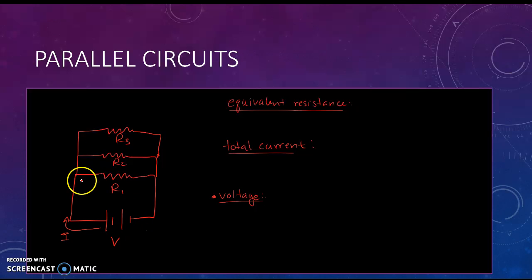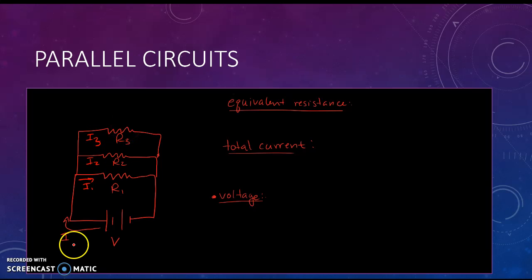So we have our current going through, and at each junction, this current will break up. The thing about parallel circuits is that each branch can have a different amount of current going through it. In a series circuit, the current was the same throughout the whole circuit. In a parallel circuit, the current can be different through each branch if each of these resistors are different.